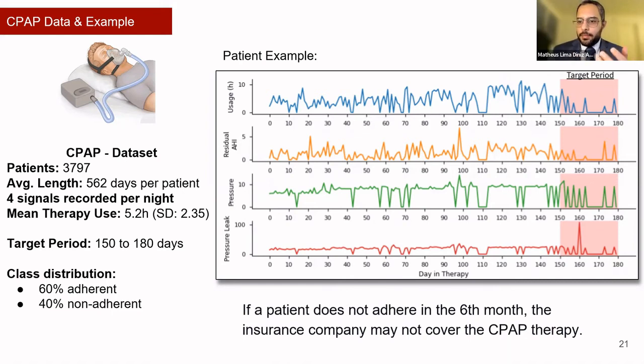The reason is that some insurance companies check if the patient is adhering in that specific target period, and if they are not, they will not pay or will not cover the treatment. So it's very important that if we predict that a patient will not adhere in the target period, some intervention happens, so we change this negative future outcome. And another important thing I want to tell is the class distribution. Actually, in our dataset, 40% of the patients do not adhere in the target period. So our job is to predict them before the target period.